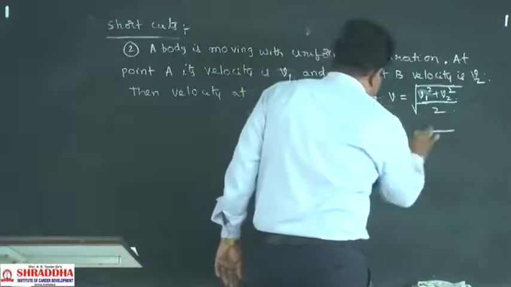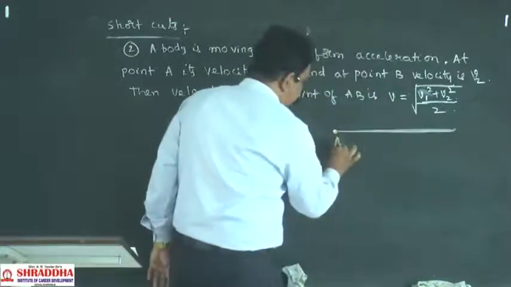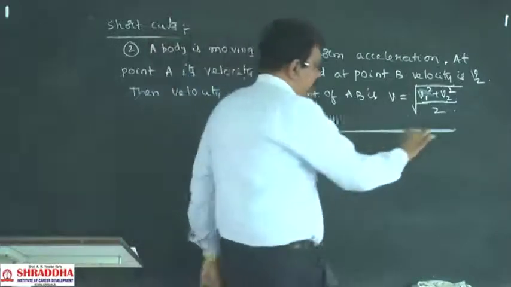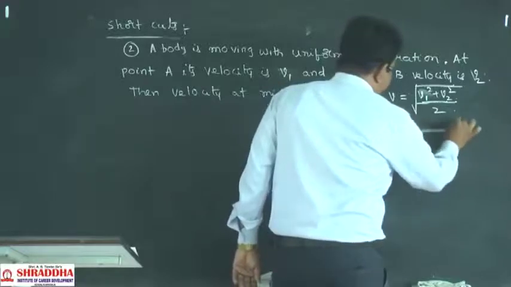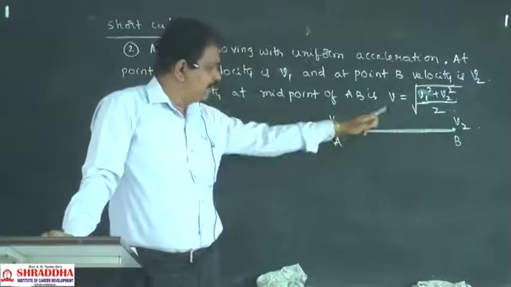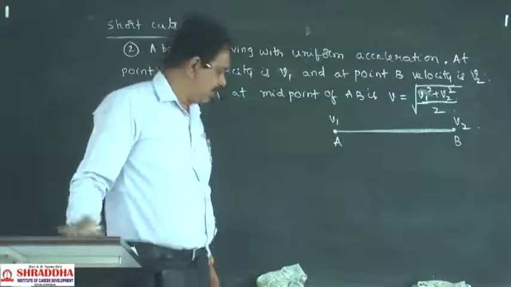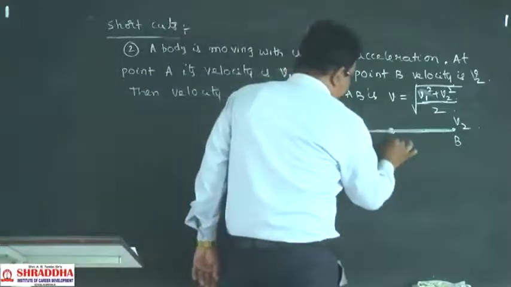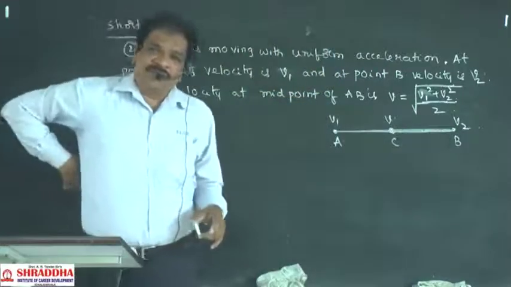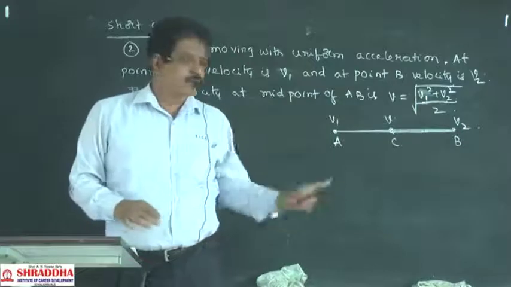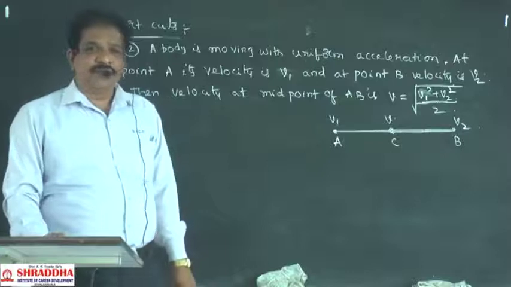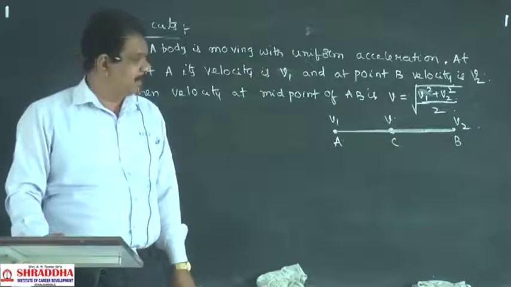A body is moving like this. At the point A, what is its velocity? V1. At the point B, what is its velocity? V2. At point A, velocity is V1. At point B, velocity is V2. C is the midpoint of AB. Here, velocity is V. What is its velocity? They are asking: this V value will be equal to how much? Square root of V1 square plus V2 square by 2.